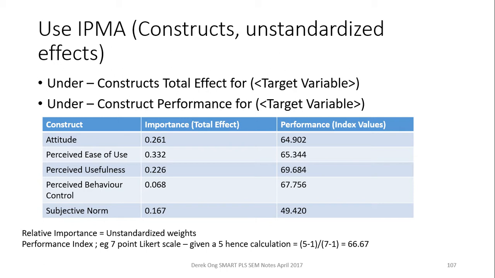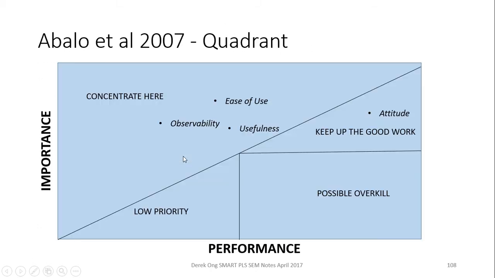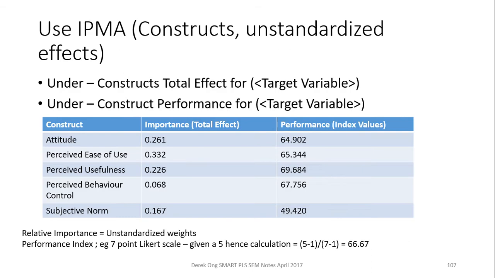Okay, so what does the IPMA calculate for us? The IPMA calculates two things. One is called the total effect, which is the unstandardized weights, and one is called the performance. So for example, if we have a performance variable which is quite good, as you can see, 69.948, and perceived usefulness, perceived behavioral control, as well as perceived ease of use, this is why these three important variables should be taken into consideration.